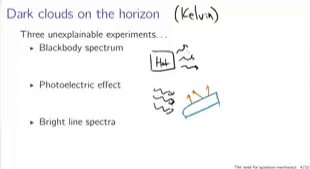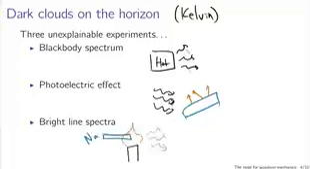The final difficult experiment to explain is bright line spectra. For example, if I have a flame coming from, say, a Bunsen burner, and I put a chunk of something, perhaps sodium, in that flame, it will emit a very particular set of frequencies that looks absolutely nothing like a black body.